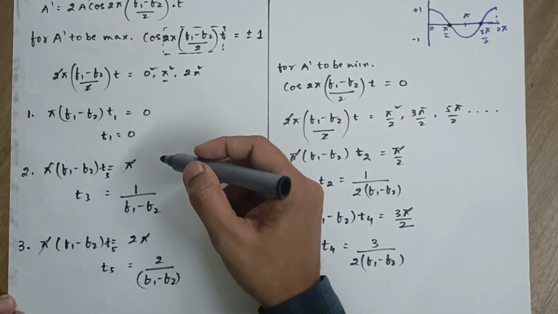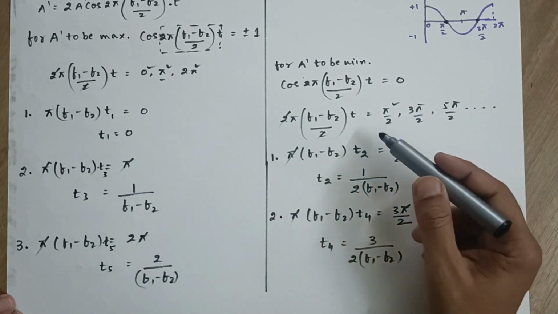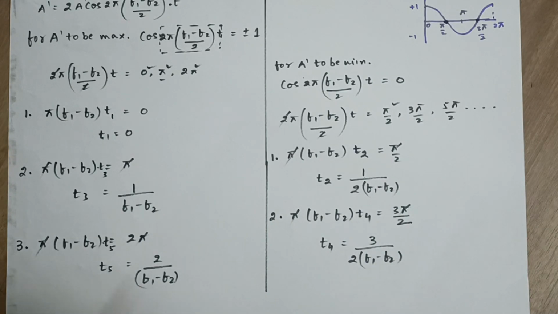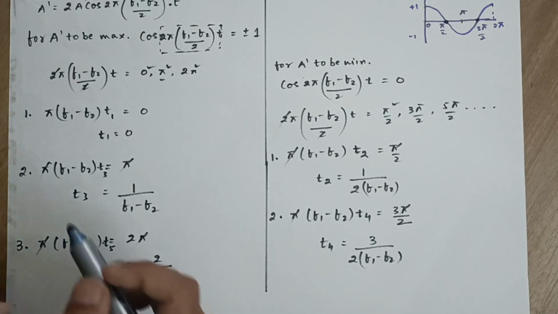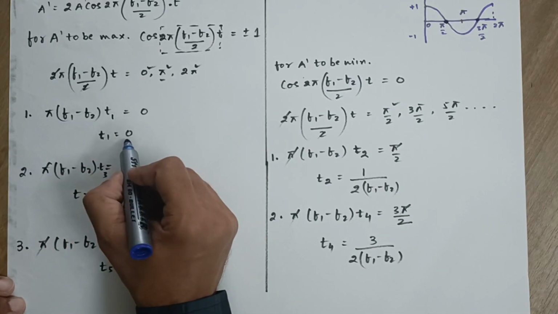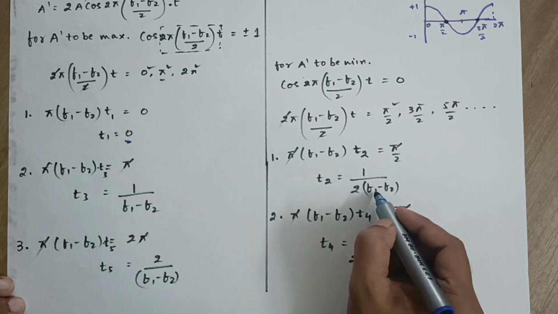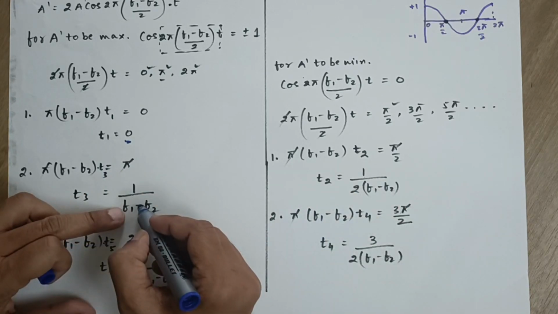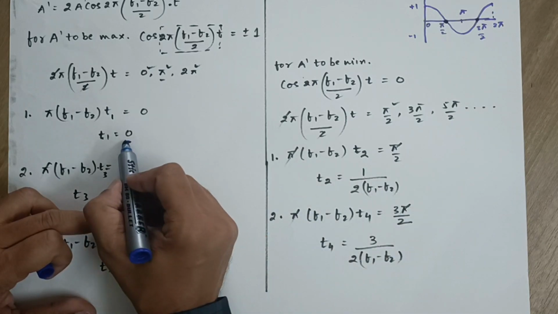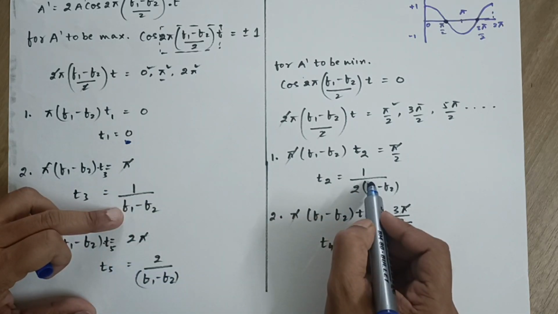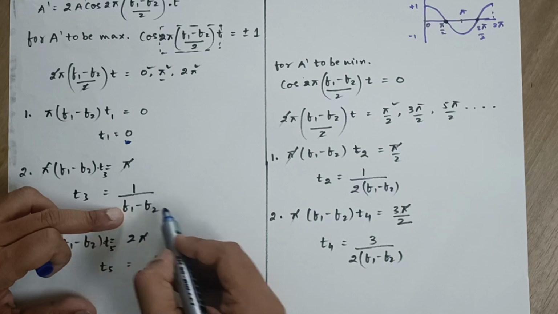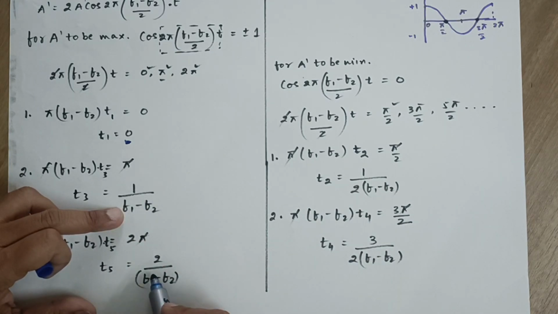So these are the times when I'm going to get the loud sound. These are the times when I'm going to get the 0 sound. Now you will understand why I have written like this t1, t2, t3. So you can see that this is the least value of time. Then the next time is this one, because see, this number is bigger and this is smaller. So I'll get a loud sound, then I'll get 0 sound, then I will get loud sound, then 0 sound, then I'll get loud sound.